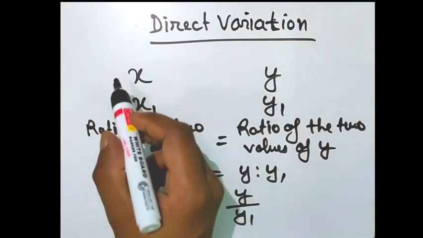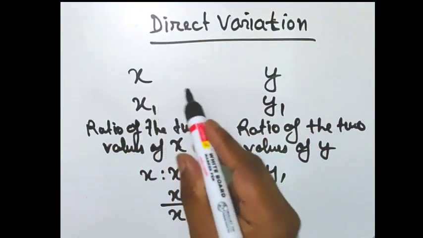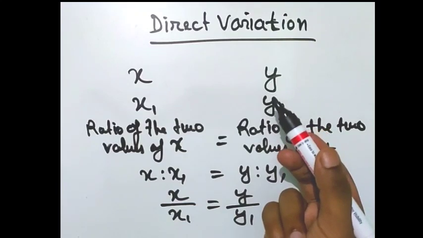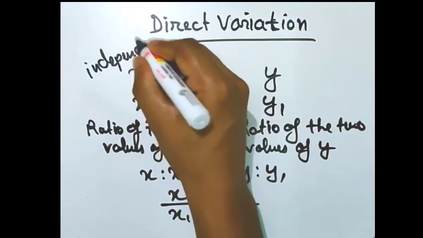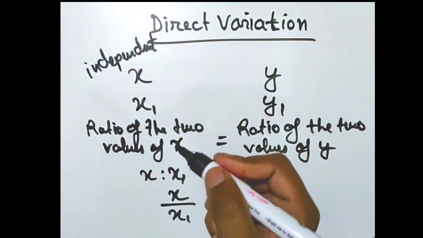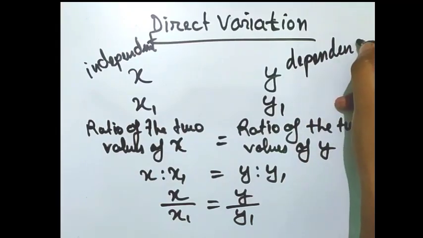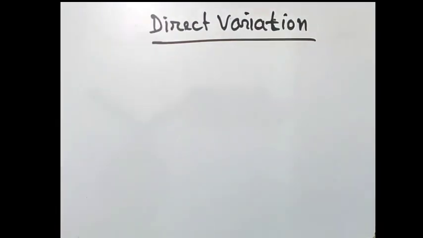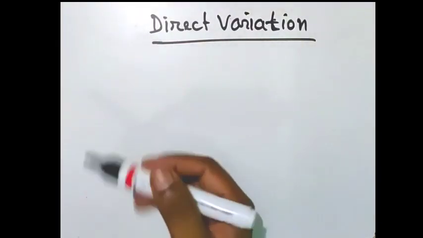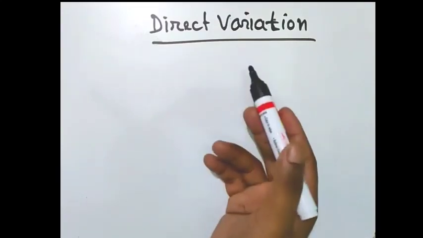Since we are changing the value of x, which is resulting in a change in the value of y, we can say x is an independent variable and y is a dependent variable. Now let's check if the ratio of the two values of one quantity is equal to the ratio of the two values of the other quantity in direct variation or not.